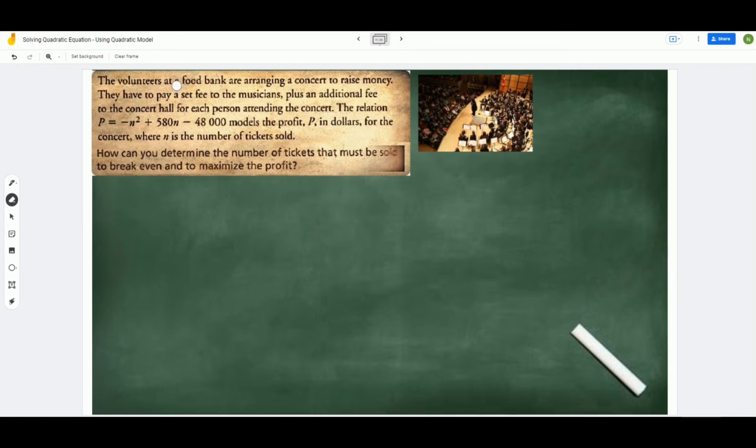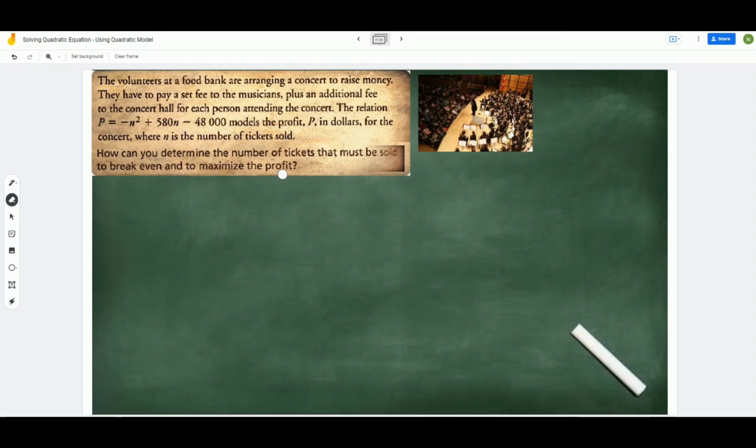A volunteer at a food bank is arranging a concert to raise money. They have to pay a set fee to the musicians, plus an additional fee to the concert hall for each person attending the concert. The relation P equals negative n squared plus 580n minus 48,000 models the profit P in dollars for the concert, where n is the number of tickets sold. The question asks: how can you determine the number of tickets that must be sold to break even and to maximize the profit? Break even means profit equals 0.